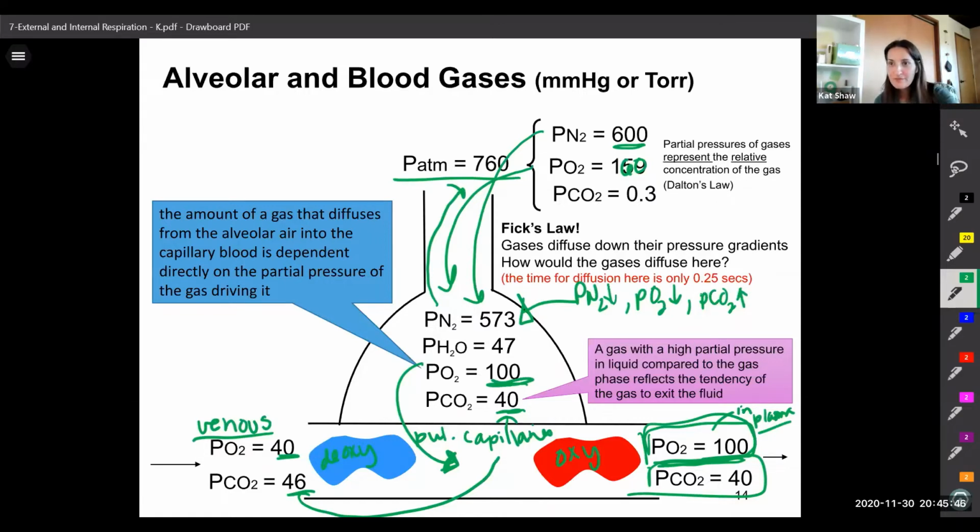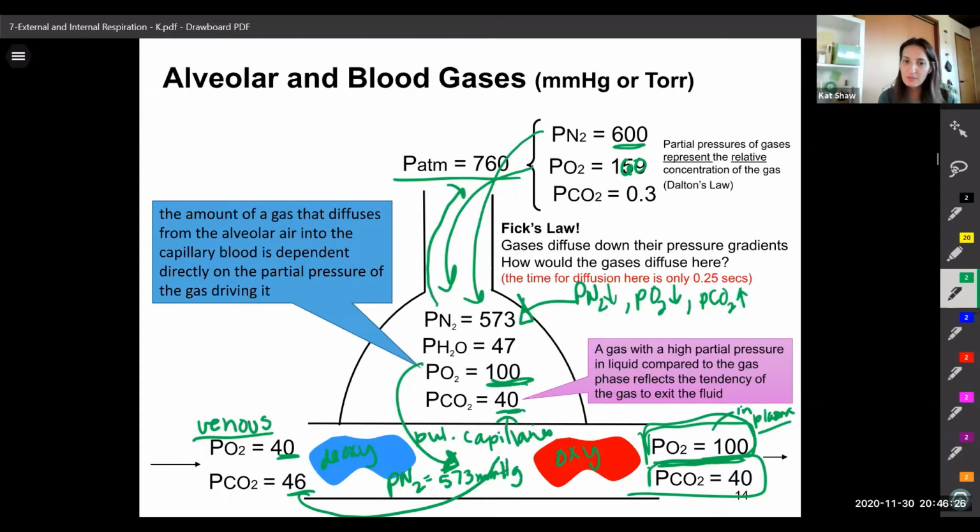And then finally, what we don't have noted here is we do have some exchange of nitrogen. We do have a small amount of nitrogen gas in our plasma, in our body fluids. And here, the nitrogen gas, say PN2, would remain about 573 millimeters of mercury for the blood coming from the veins, that deoxygenated blood. And since it should generally match the partial pressure in the alveolar space, we're already at equilibrium. We don't get much exchange there.